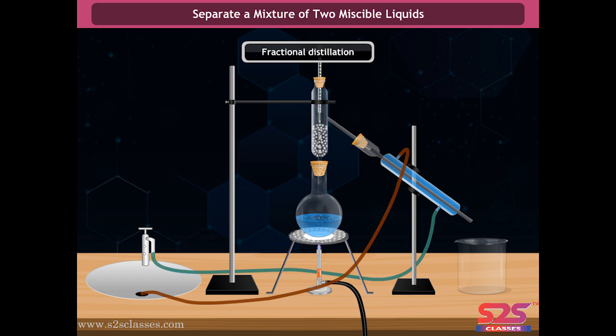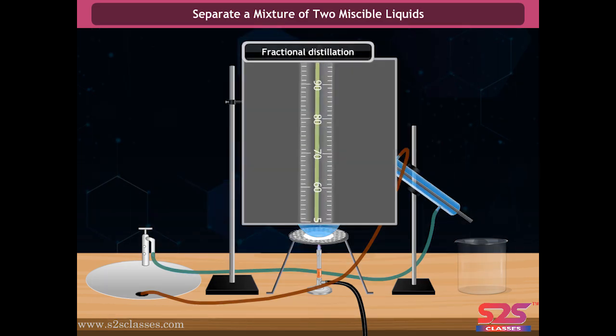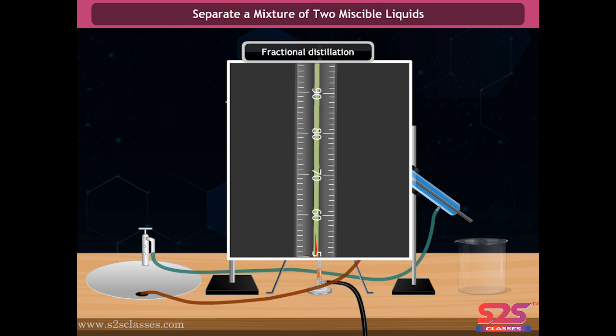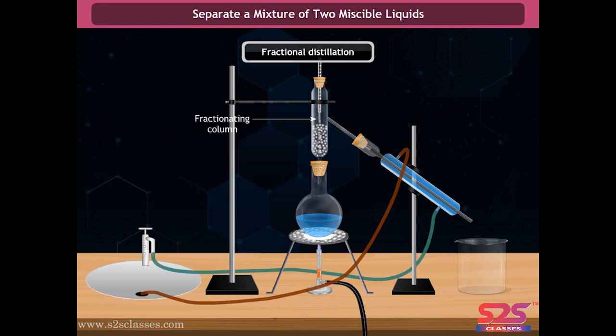We will observe that the alcohol starts boiling at 80 degrees Celsius. The vapors come out from the boiling mixture and enter the fractionating column. Cool these vapors in the condenser and collect them in the collector container, and water is left behind in the distillation flask because it is less volatile than alcohol.